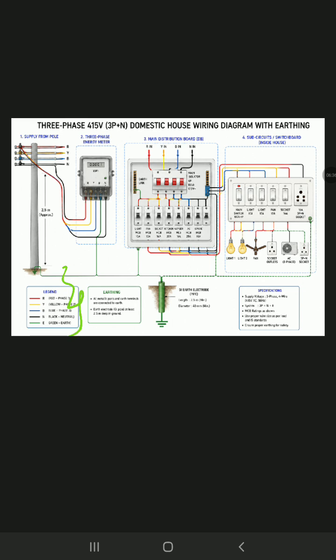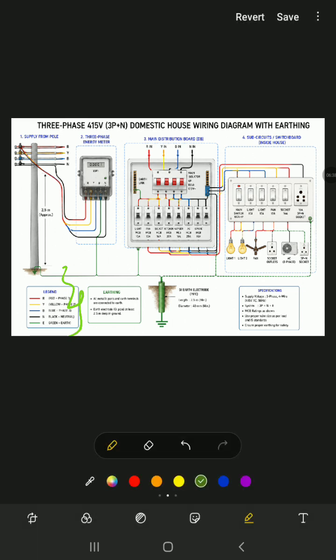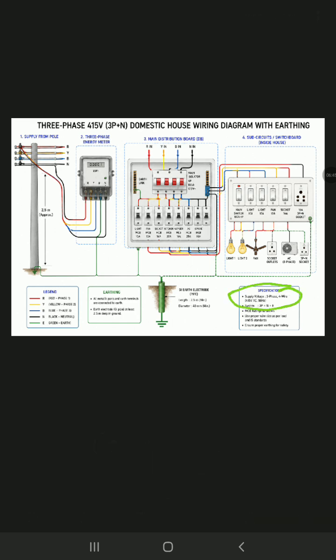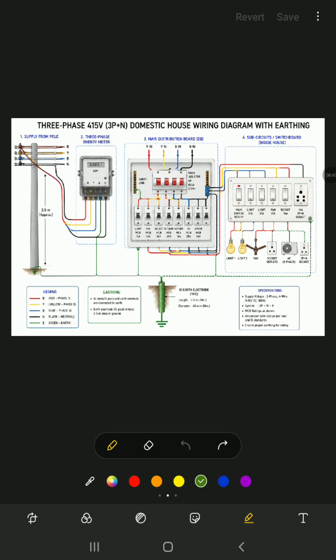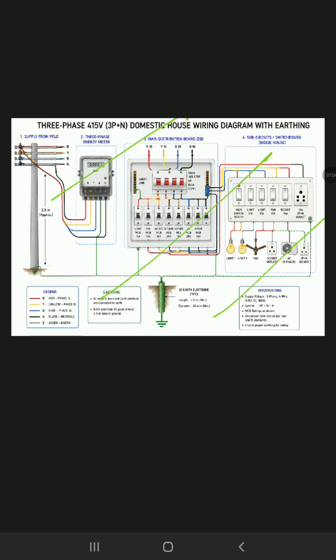Then this is the main thing about the wiring, the indications and general knowledge. The supply voltage is 3 phase 4 wire, that is 1 neutral and 3 different phases, 415 volt AC, 50 hertz. The system is 3P plus N plus E, that is 3 phase plus neutral plus earthing, and the remaining is all the same. So this is the general diagram.